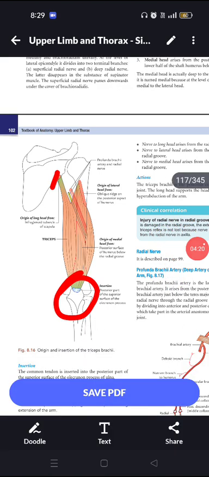So till now we have done the extension of all the muscles of the shoulder, and we have already done the flexion in my previous video. If you haven't checked this video, then I will link it down in my description box.